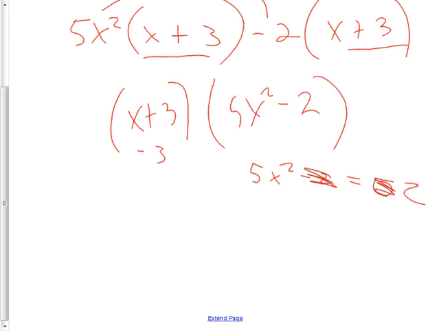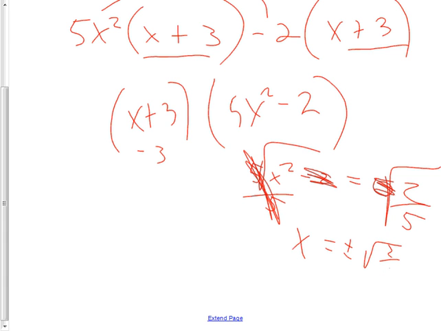So let's finish this. Divide by 5. And now take the square root. Square root of 2/5. But I've got to remember to do plus and minus. X equals plus and minus the square root of 2/5.